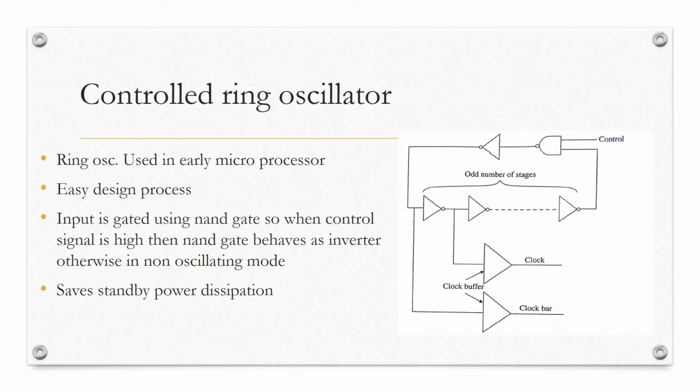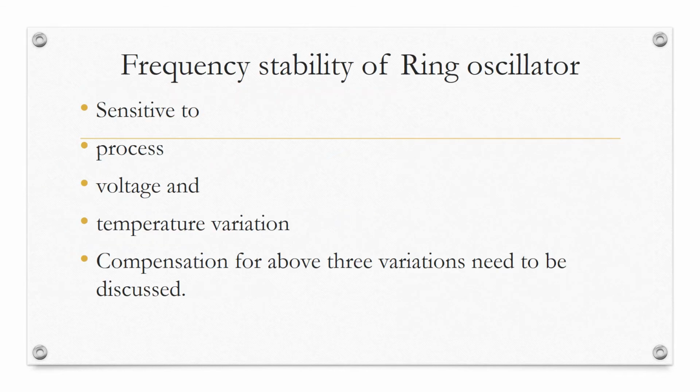So this is called a controlled ring oscillator. In order to improve stability, they have connected one NAND gate, and when the control signal is low, that NAND gate will act as an inverter, otherwise not. Otherwise the signal will not be generated. So this will save unnecessary power dissipation when the clock signals are not at all required.